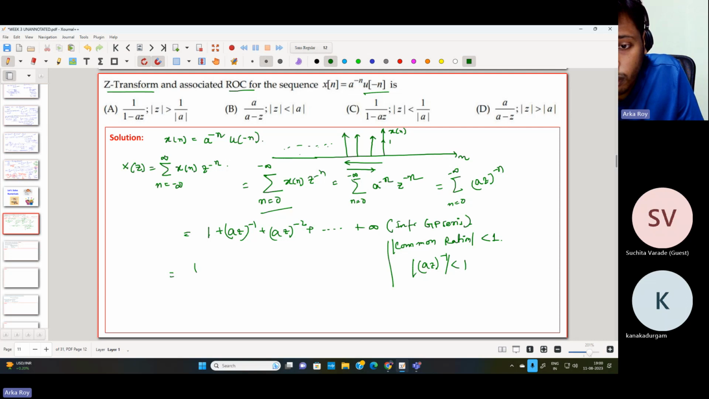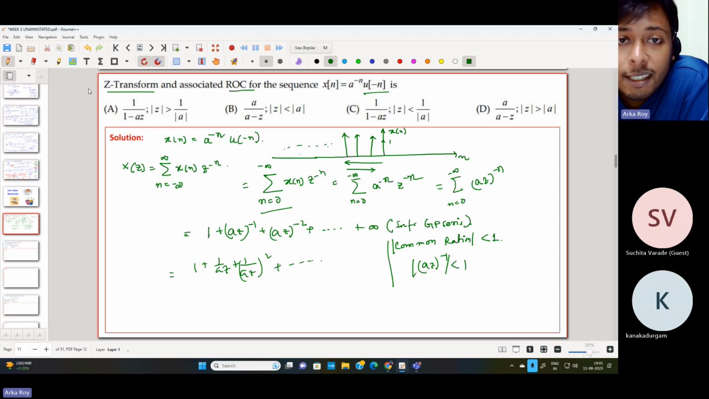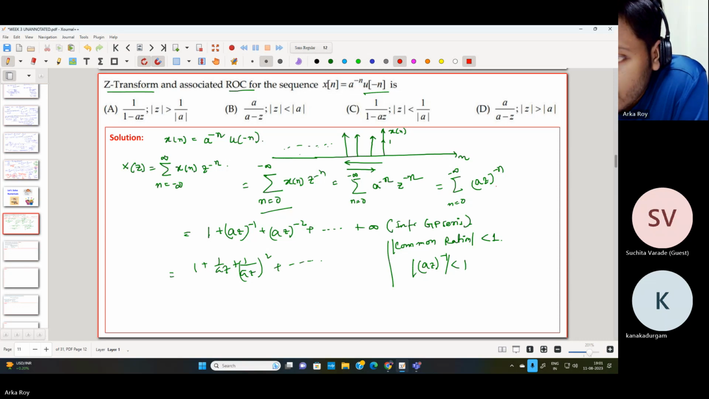1 divided by 1 plus 1 upon z, 1 upon z square, like this. This, I'm making some mistake. Okay, yes, I had made some mistake. So what is the mistake? That is, the power was minus n and I am going from 0 to minus infinity.